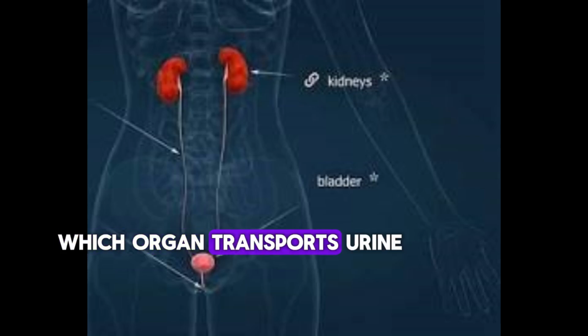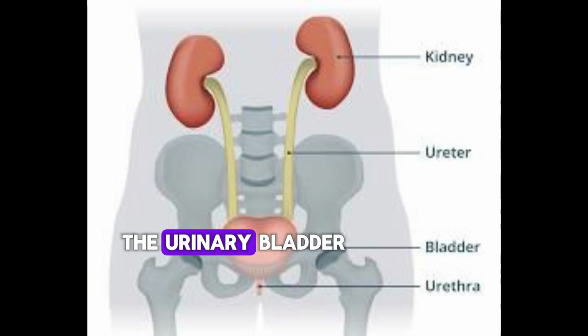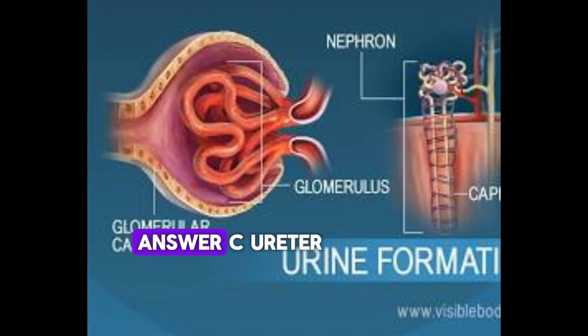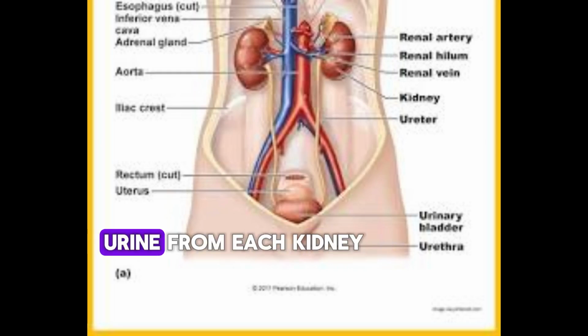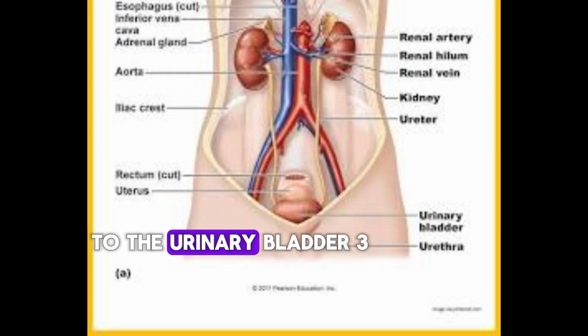2. Which organ transports urine from the kidneys to the urinary bladder? A. Urethra. B. Renal pelvis. C. Ureter. D. Nephron. Answer C. Ureter. The ureter is a muscular tube that carries urine from each kidney to the urinary bladder.